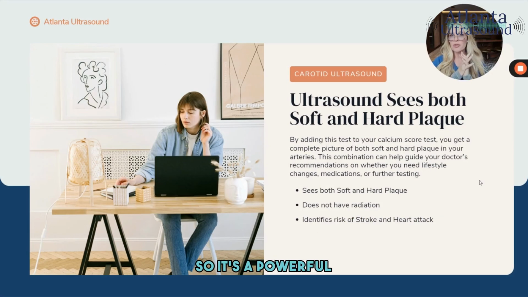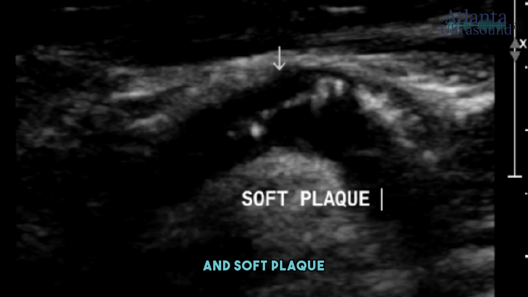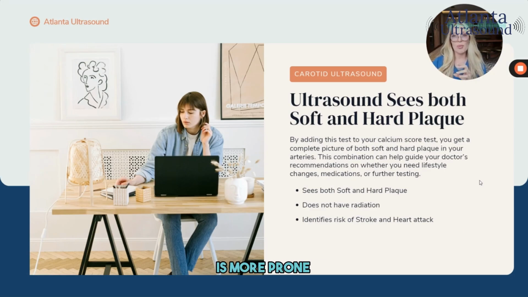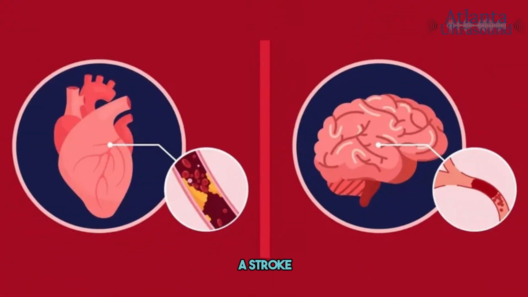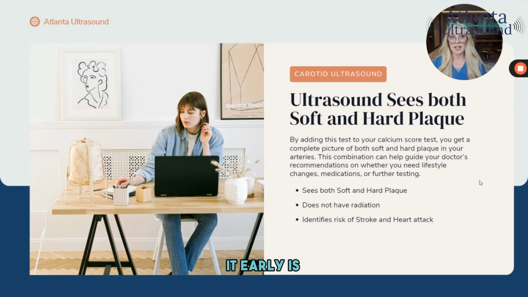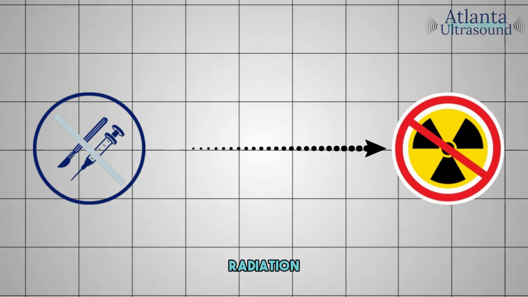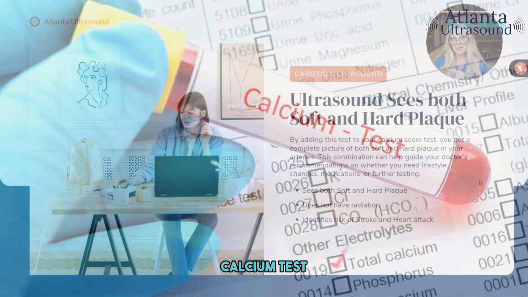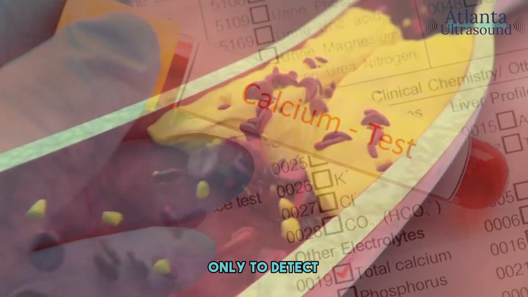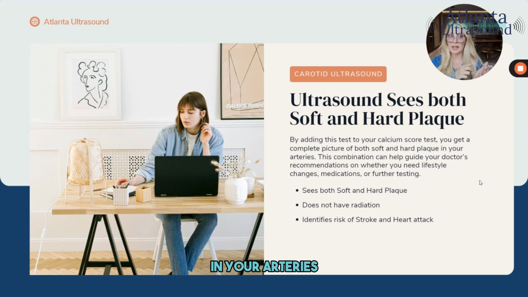So it's a powerful tool for detecting both calcified and soft plaque. Now, soft plaque is more prone to rupture, which can lead to a heart attack or a stroke. So detecting it early is really crucial. Carotid ultrasound is also non-invasive, doesn't have radiation, and it can identify risk of stroke and heart attack, where the calcium test is really only to detect later stage plaque. So it won't see it if you have soft plaque in your arteries, right?